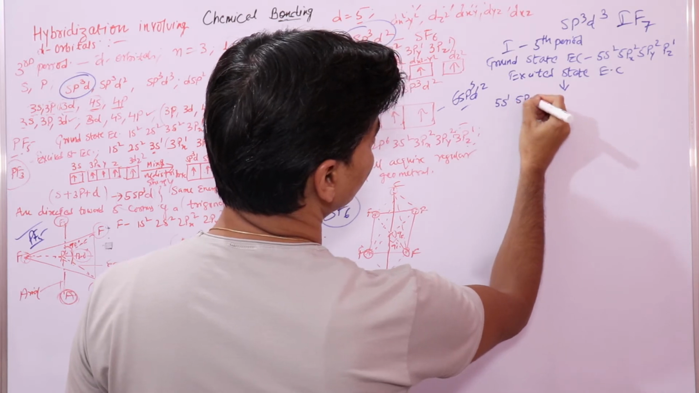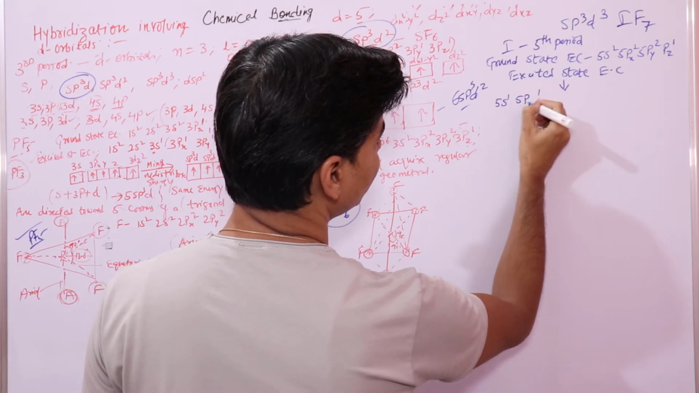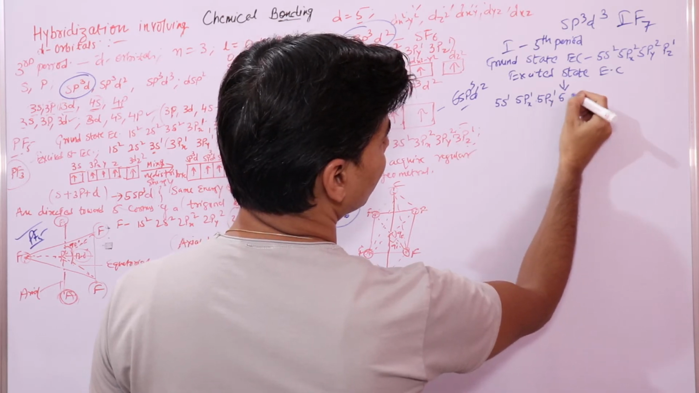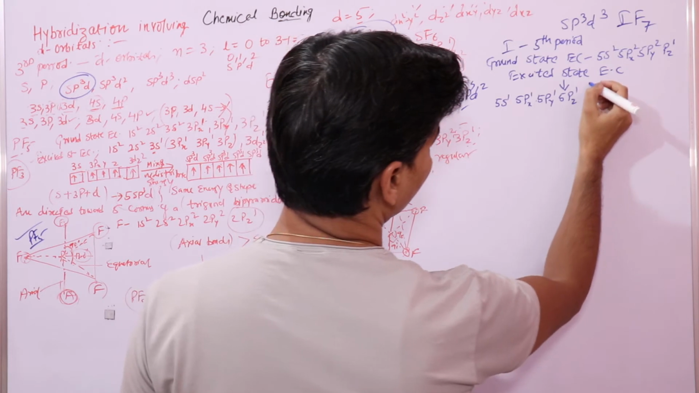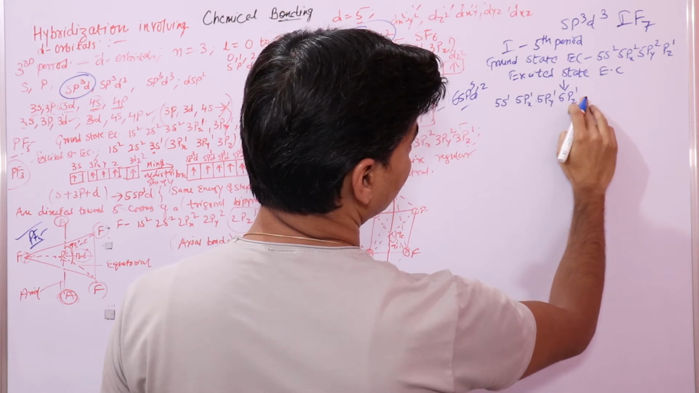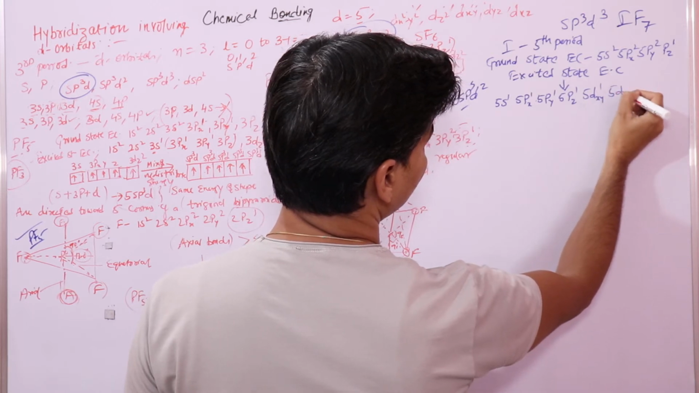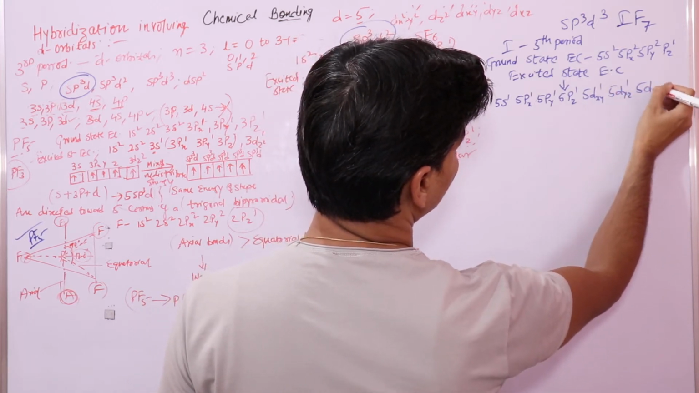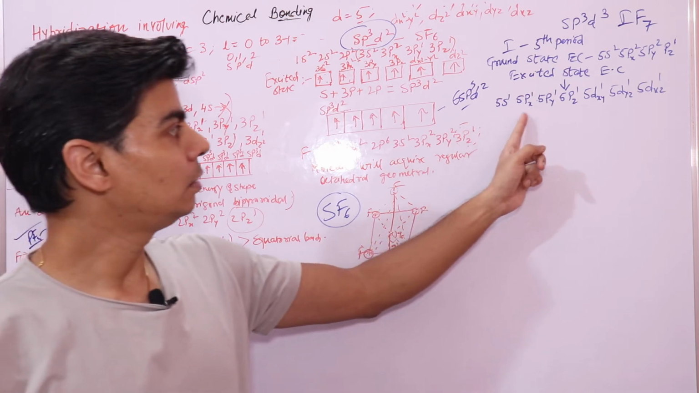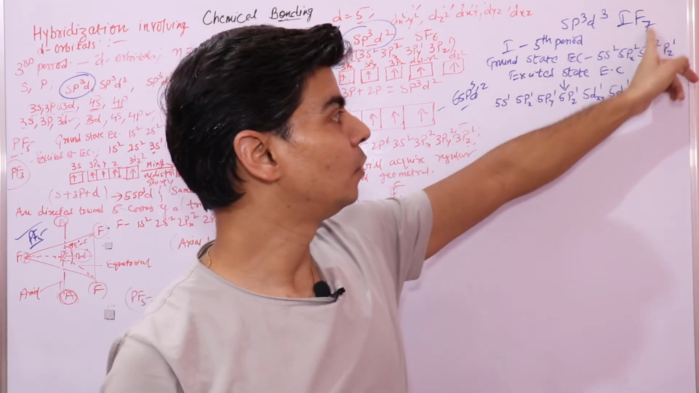The excited state configuration is 5s1, 5px1, 5py1, 5pz1, then 5dxy1, 5dyz1, 5dxz1. So how many half filled orbitals do we now have? 1, 2, 3, 4, 5, 6, 7. And we have 7 fluorine atoms.